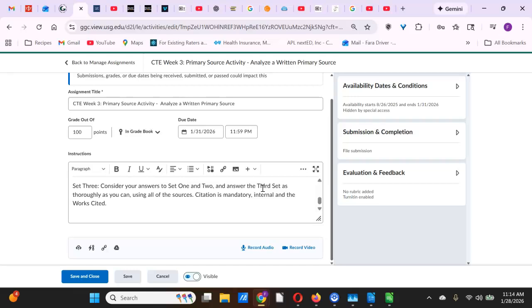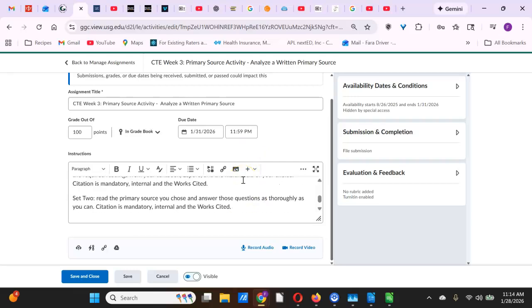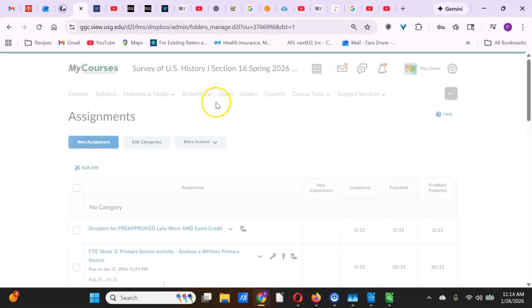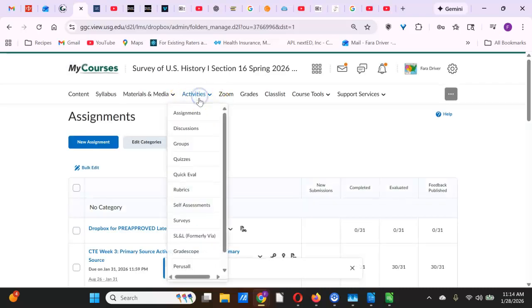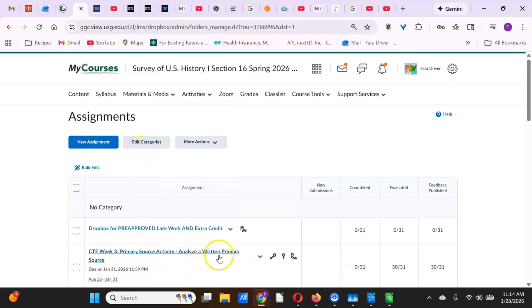All right, so this is your mandatory primary source analysis, your critical thinking exercise for week 3. As I said, it is mandatory. You must do it. It is due by Saturday night, so you want to go ahead and get started on that as soon as possible. And it is posted. It is under the Assignments tab. I'll show you where it is, which is under Activities, Assignments right here. And it is CTE Week 3 Primary Source Analysis. All right, so go ahead and get started on that.